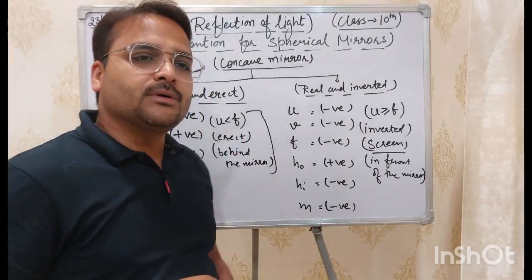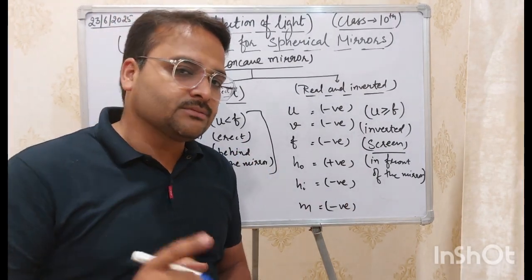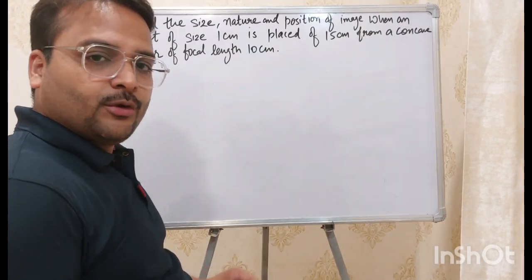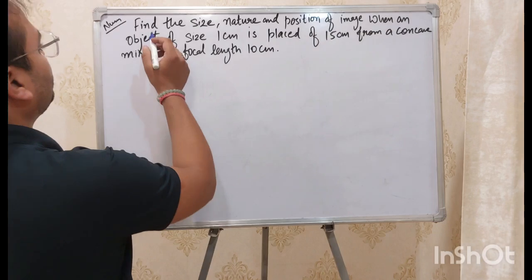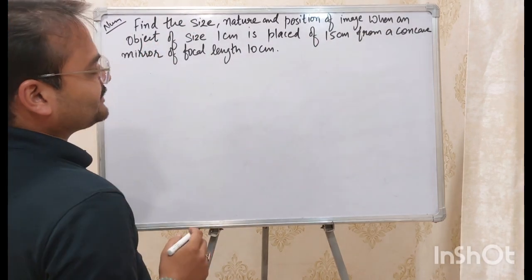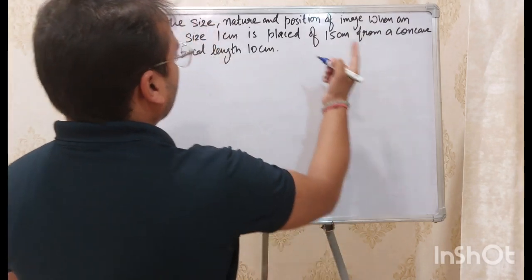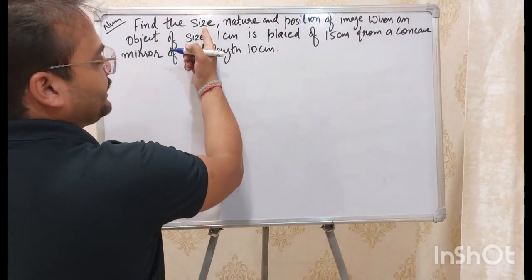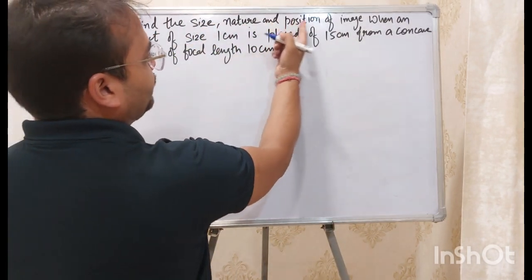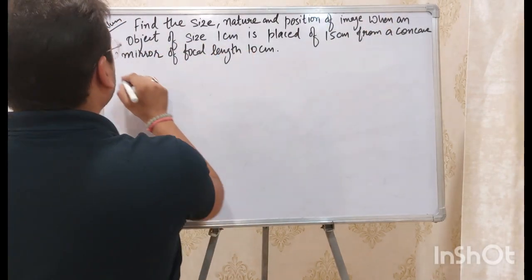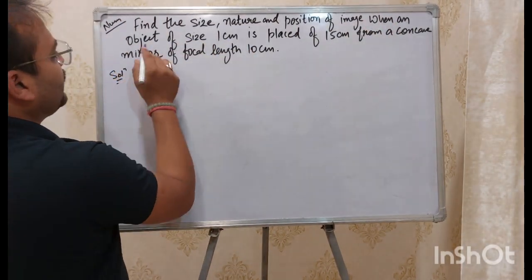Now we are going to discuss the numericals. We will discuss more in the numericals. Now the numerical is in front of you. Let us see it. Find the size, nature and position of the image. They are asking about the size of the image, the nature of the image and the position of the image. When an object of size 1 centimeter, so from here the solution begins.